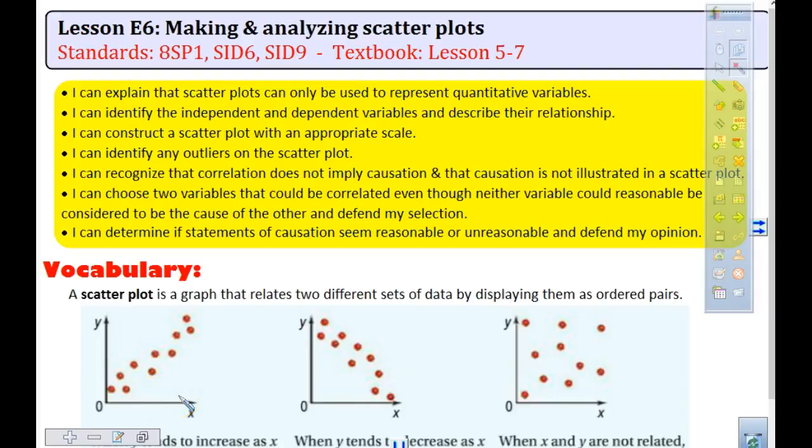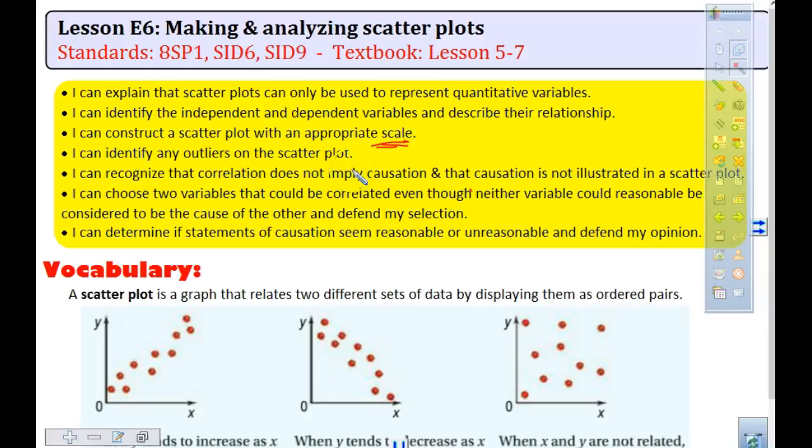So as we make and analyze our scatter plots, you can see the many I-CAM statements that go with this. Making sure you can identify your independent and dependent variables. Independent is always on our X or horizontal, and dependent on our Y. We're going to be looking at constructing them with an appropriate scale. Sometimes the scale is something that students often get mixed up with. Remember that scale has to be constant.